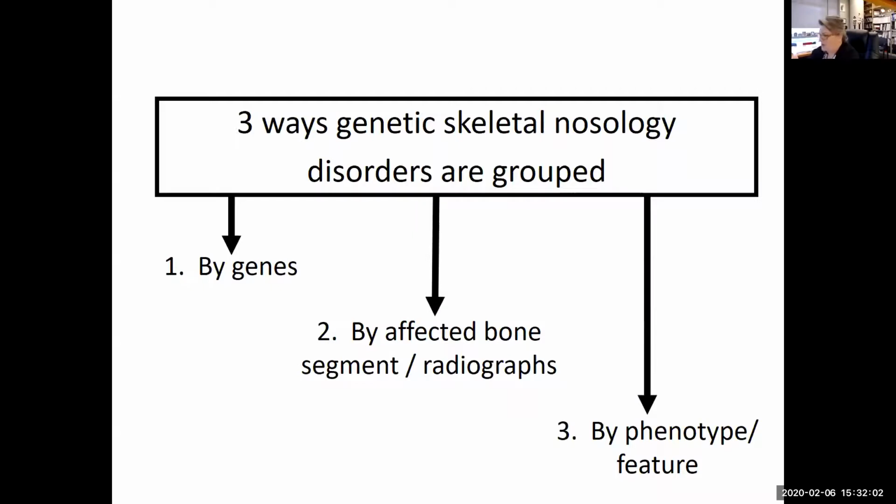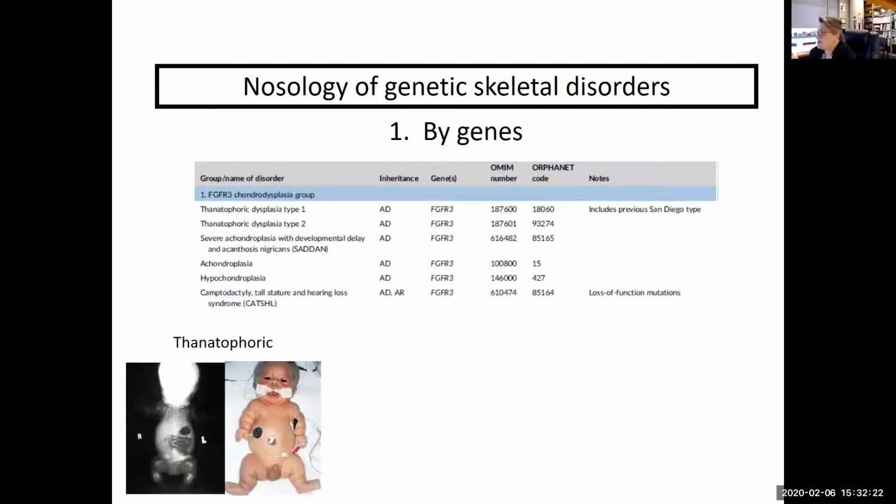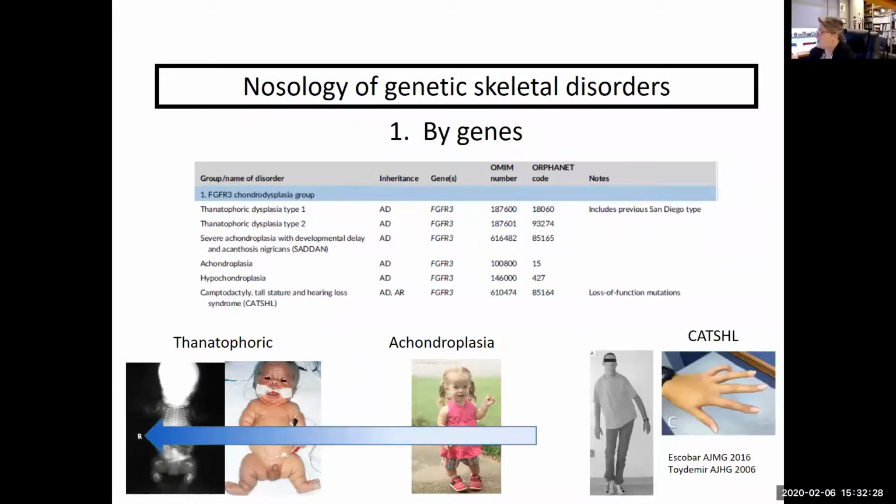So in that whole nosology, there are three basic ways that you can organize the dysplasias and actually all the genetic skeletal conditions, but we're focusing on the dysplasias: by gene, by affected bone, or by phenotype. So by gene, I just want to give you one example here. FGFR3 is the causative gene in achondroplasia, but also in thanatophoric dysplasia on the more severe end of the spectrum, and then also in the loss of function phenotype of Katzel.